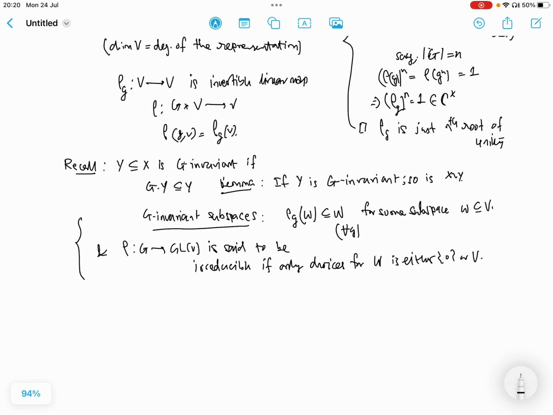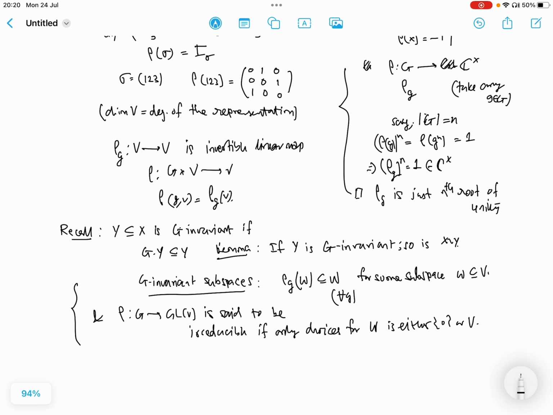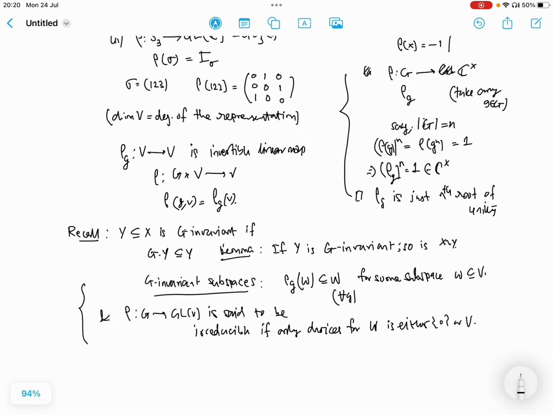So let's see by means of examples whether a representation is irreducible or not. That will clear things up. We have given three examples. Let's see the first one. What is it? It just says that if you take any element from the group and act on it, rho of G will be just the identity matrix.